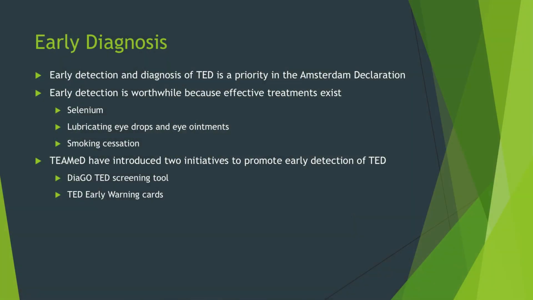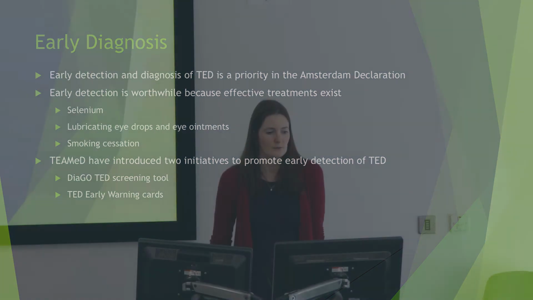So moving on to early diagnosis. As I've said before, early detection and early diagnosis of thyroid eye disease is a priority in the Amsterdam Declaration. We think that early detection is worthwhile because there are some really effective and very simple treatments that exist for early active thyroid eye disease, including selenium, topical treatments like lubricating eye drops and ointments, and also smoking cessation. And I think Professor Pearce will talk further about that.